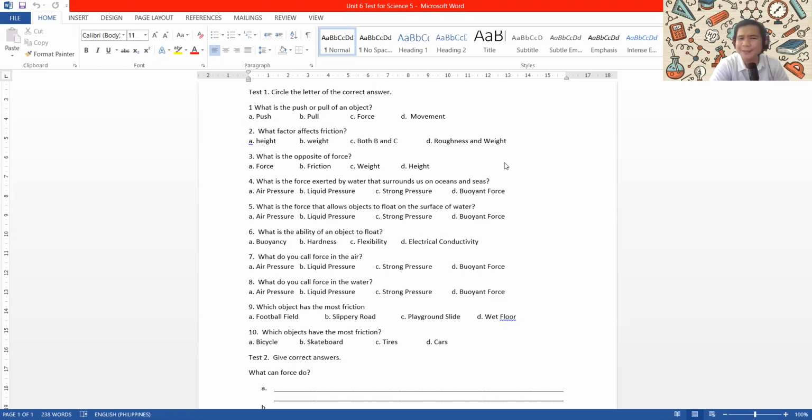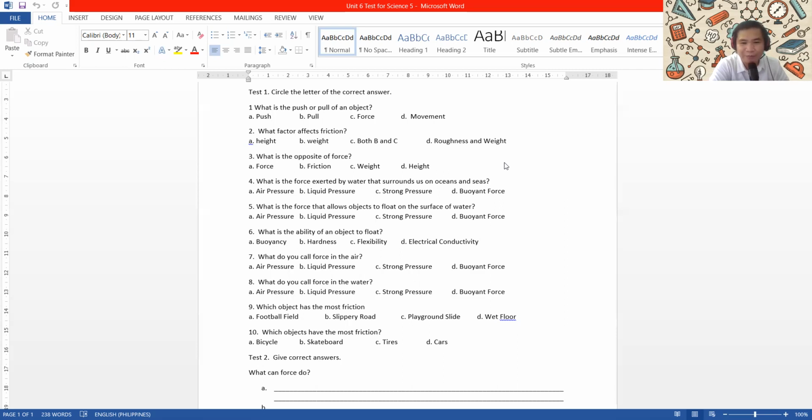Letter C, weight. I don't think weight and force are actually opposite. How about height? No, I don't think height is the answer either. So that only leaves letter B, friction. And friction is the opposite of force.